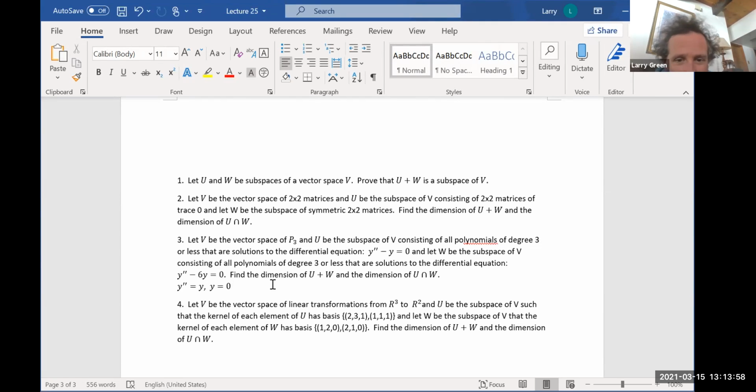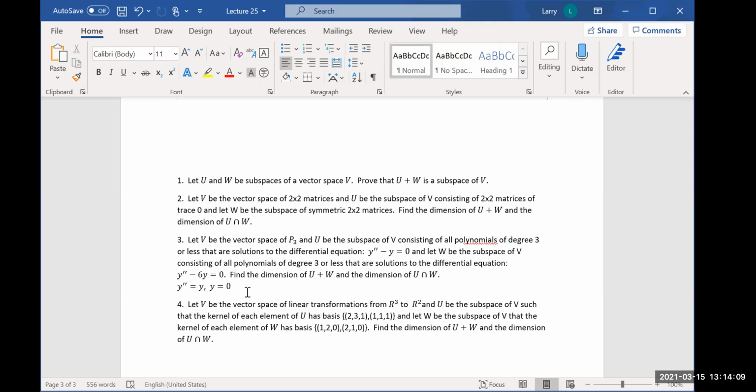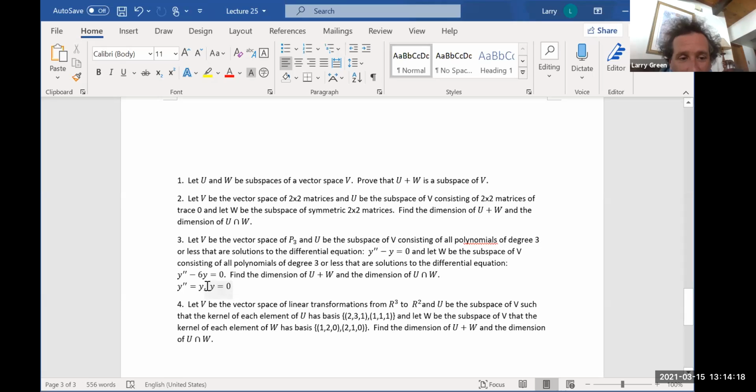Okay. Now, how about the other one? If you take a polynomial and you take two derivatives, and you get 6 times that polynomial? It's the same as the first one. Exactly. So either way, you get y equals 0. Okay. So notice, now let me read this. V is P3. So U and W are both just the 0 set.